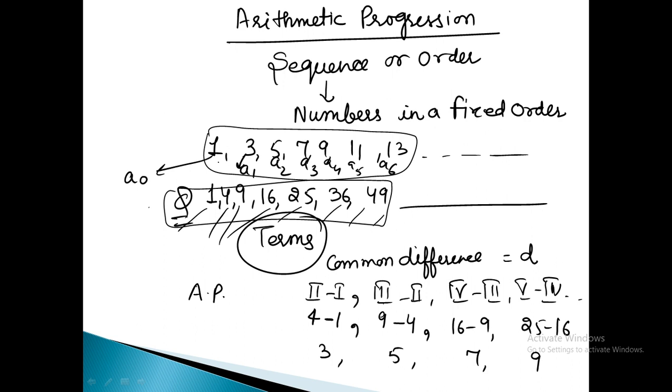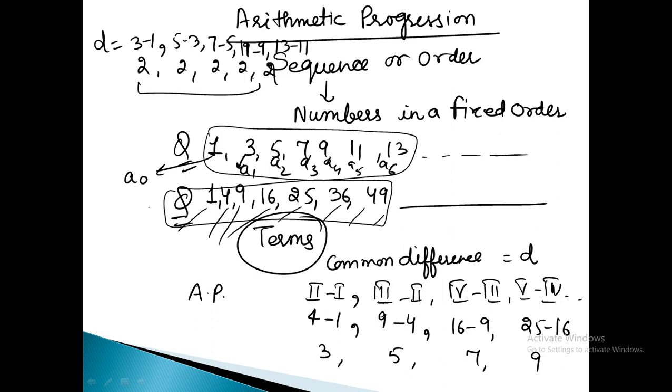Now you can check it. We have D is equal to 3 minus 1, 5 minus 3, 7 minus 5, 11 minus 9, 13 minus 11: 2, 2, 2, 2. Now you can see there are the same values. Each difference is 2. That means this series is given in the form of arithmetic progression.